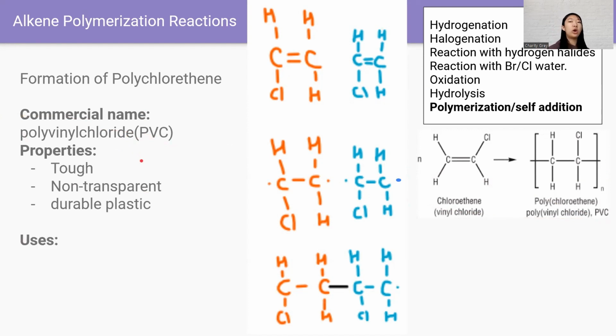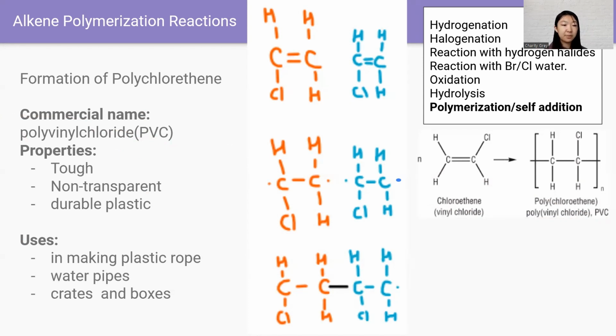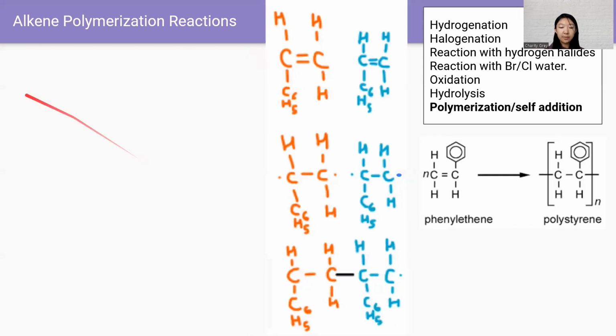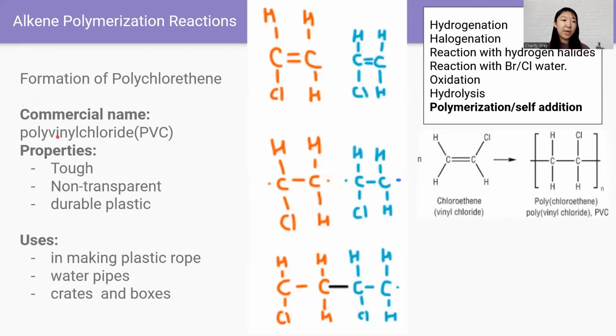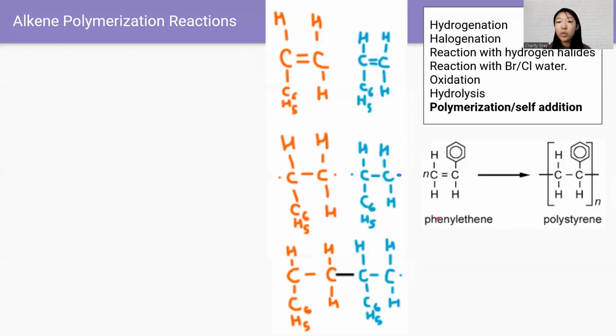So this also gives different uses. It is useful in making plastic rope. It's useful in making water pipes, crates and boxes, right? So all these things, PVC, polychloroethene, or polyvinyl chloride, that's very useful. Again, moving on, we have a different monomer.